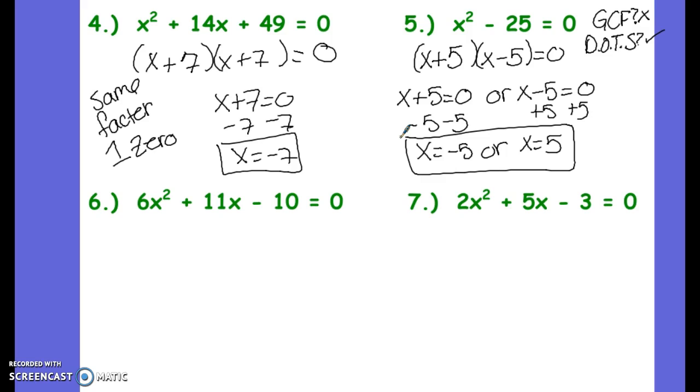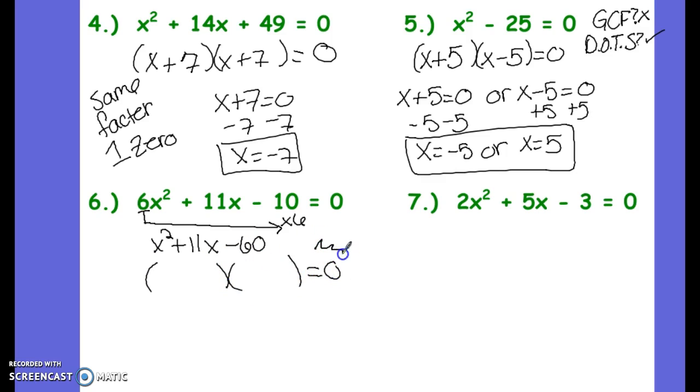Number 6, this time, there's no GCF, but I'm going to factor by slide and divide. So I'm going to multiply by 6 and get x squared plus 11x minus 60. So I'm going to think what multiplies to be negative 60 and adds to be positive 11. Make sure that you keep writing equals 0. That is very important because you can't solve for something if you don't have it equal to something.